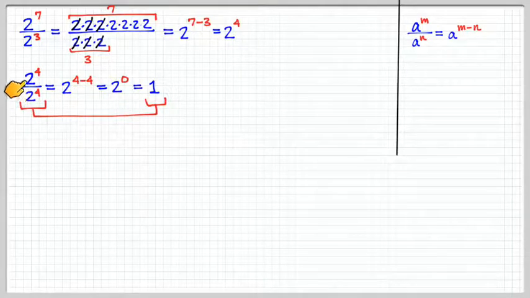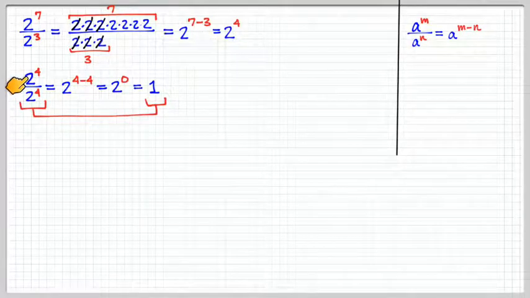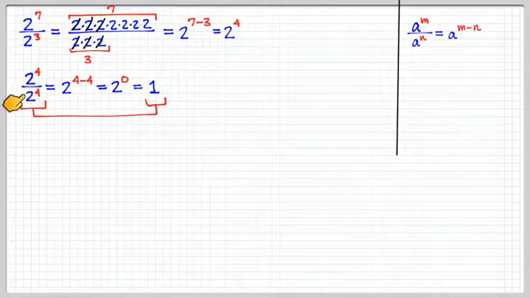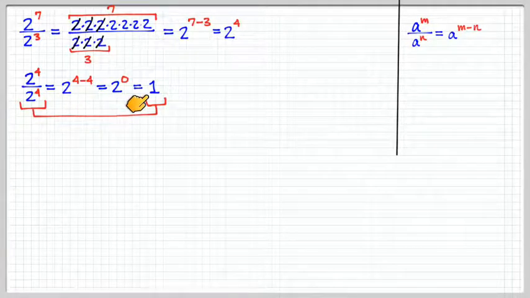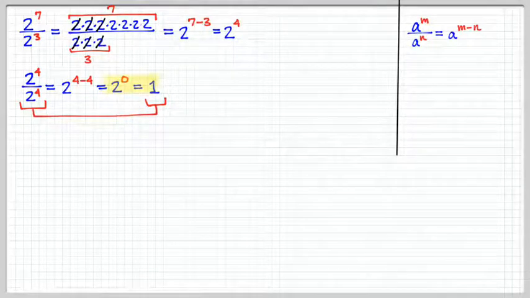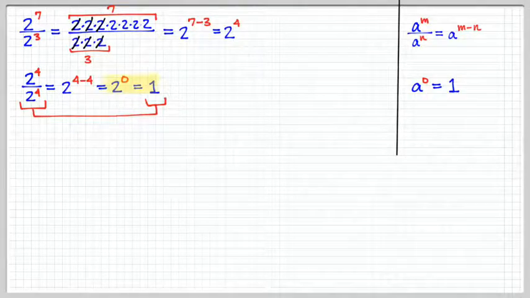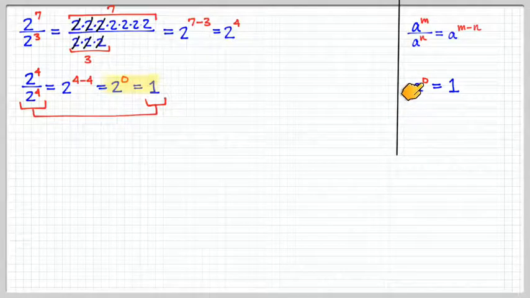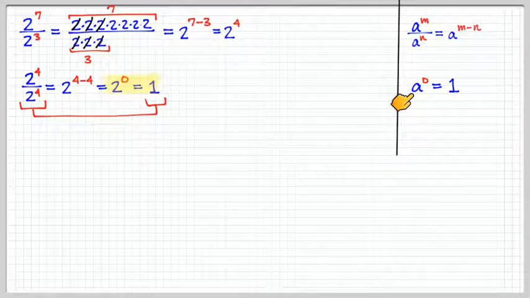Why? Because 2 to the 4th divided by 2 to the 4th, something divided by that same exact thing, is always equal to 1. So we have this interesting property that something raised to the 0 power is equal to 1, and that's our property over here. A number raised to the 0 power is always equal to 1, no matter what a is.